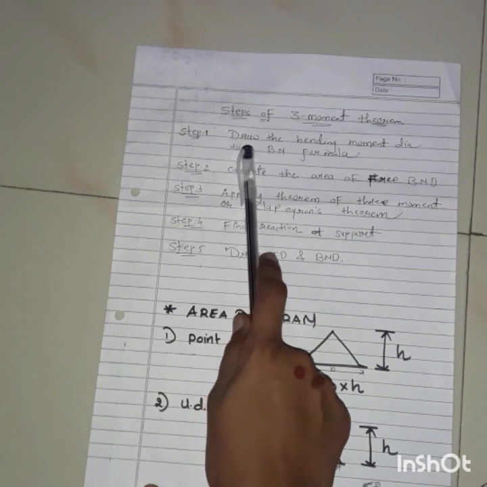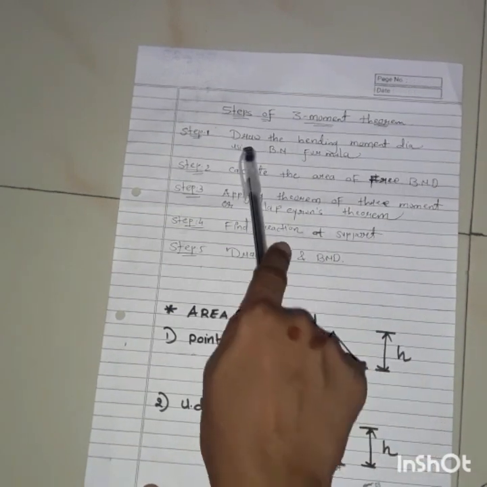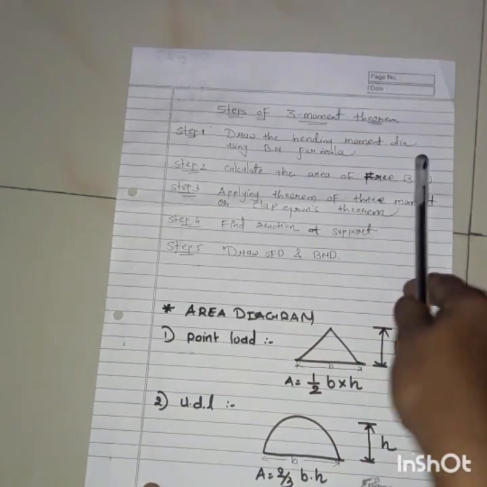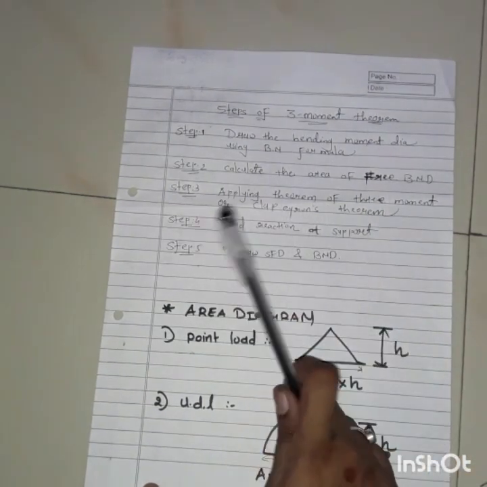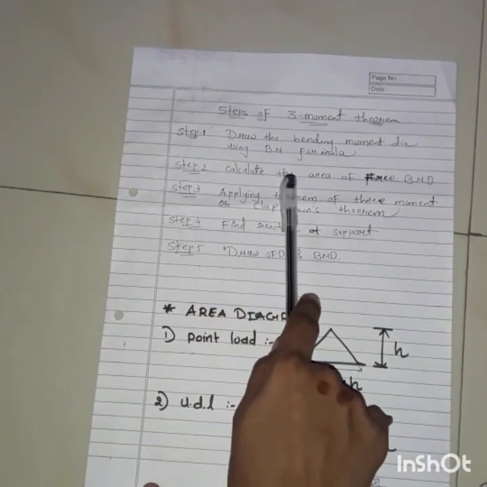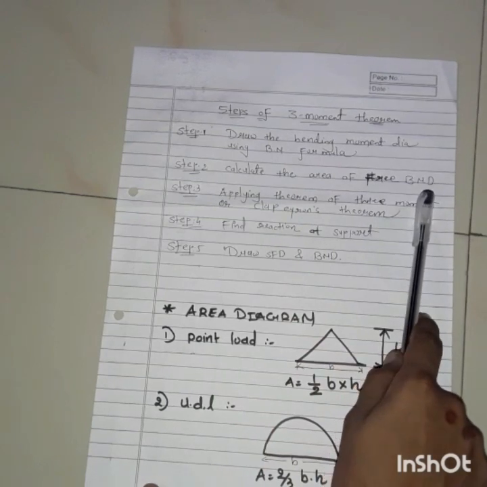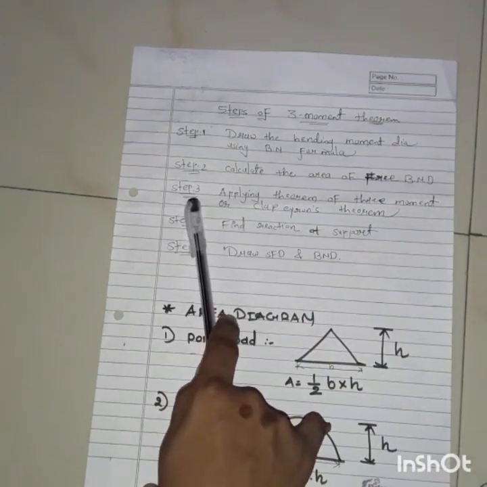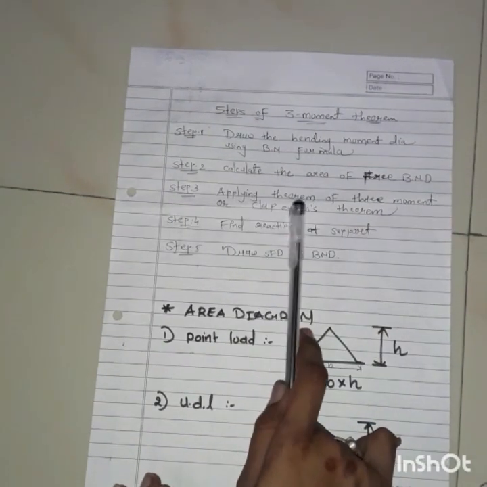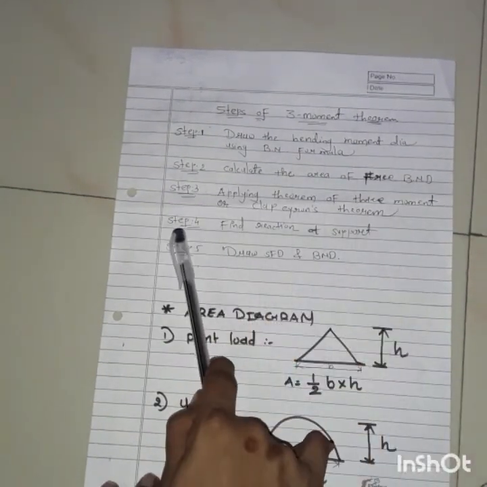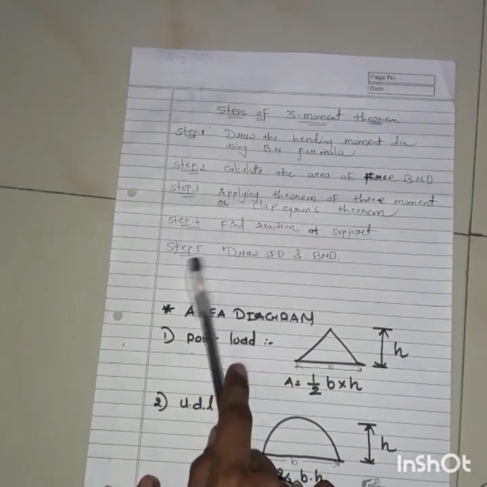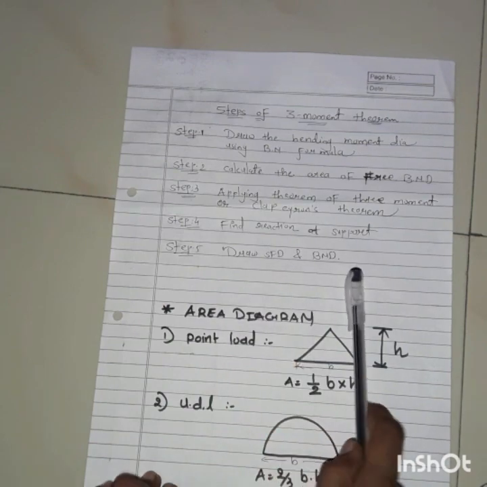First is to draw the bending moment diagram using the bending moment formula. The bending moment formulas for point load, UDL and eccentric load are different. Step number 2 is to calculate the area of the free bending moment diagram. Step number 3 is to apply the three-moment theorem, or you can say the Clapeyron theorem. Step number 4 is to find the reaction at support. Step number 5 is to draw SFD and BMD.